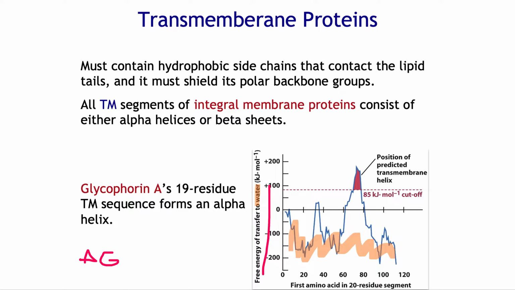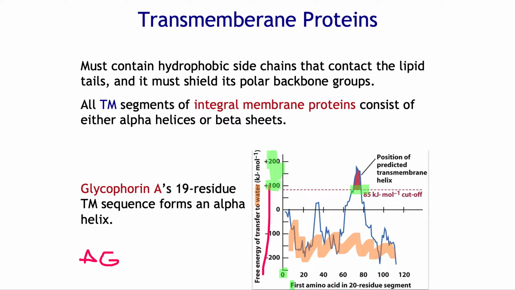Whereas if you have molecules that are highly non-polar, that would be a highly endergonic reaction. So there is a cutoff, which is about 85 kilojoules per mole, right? So a region, and then you compare that to the actual sequence of the protein.